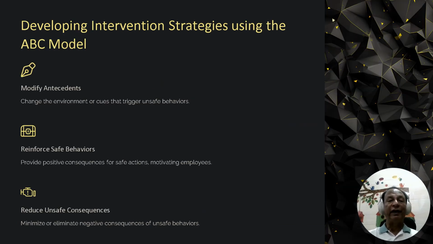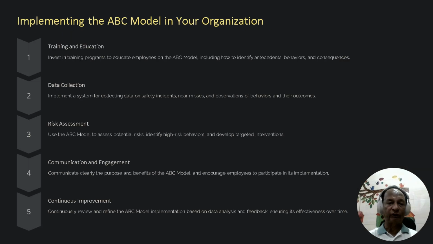Now, again, developing intervention strategies using the ABC model. So modify antecedents, reinforce safe behavior, and reduce unsafe consequences. That's the ultimate process of the ABC model. And implementation of the ABC model in your organization is your responsibility. So training and education, data collection, risk assessment, communication and equipment, engagement, continuous improvement. These are the goals.